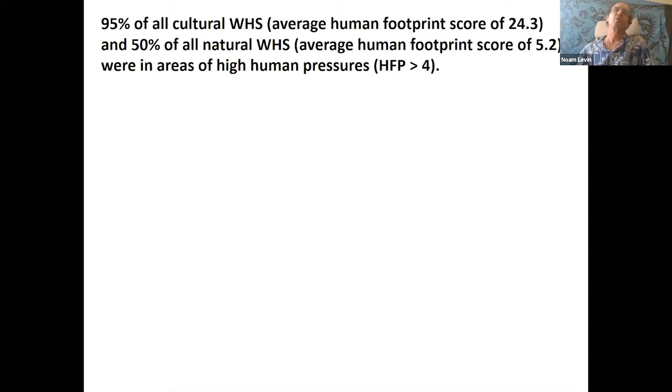Overlapping the World Heritage sites with the human footprint, and remember that in that paper, a human footprint score of above 4 was defined as high human pressure. 95% of all cultural World Heritage sites were in areas of high human pressure, and 50% of all natural World Heritage sites are also above the 4. It's not surprising that many cultural World Heritage sites have a high human footprint because many of them are actually in cities. The human footprint was more designed for natural areas, not for cultural sites.